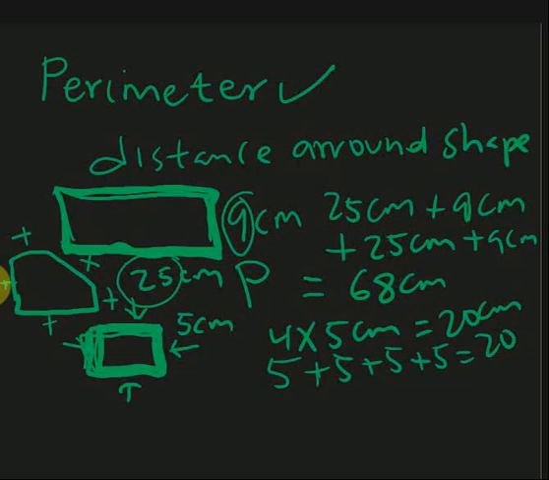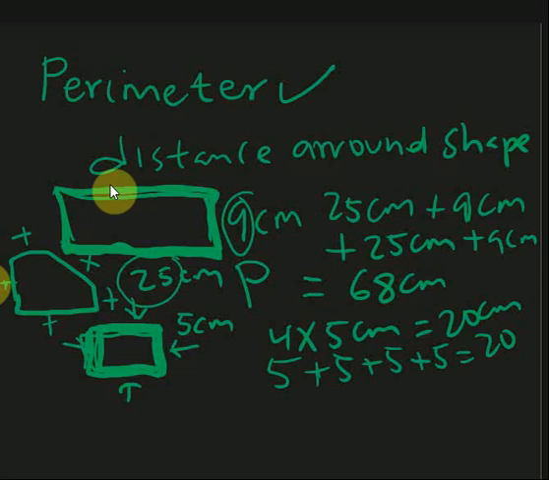In this video, I'm going to talk about perimeter. Perimeter is what? Any shape, okay? Like this triangle, you add all around the sides, right? It's the distance around the sides. For any shape, you add all around the sides. That's what perimeter is.